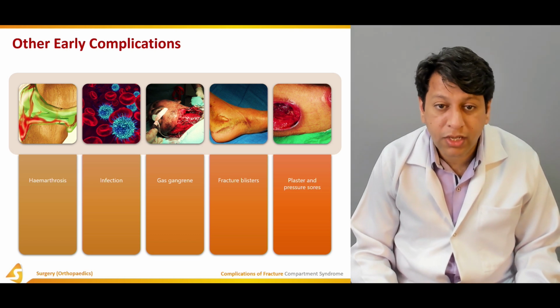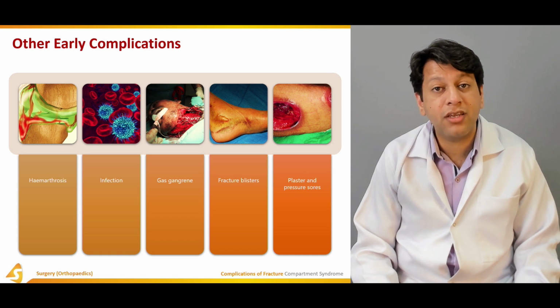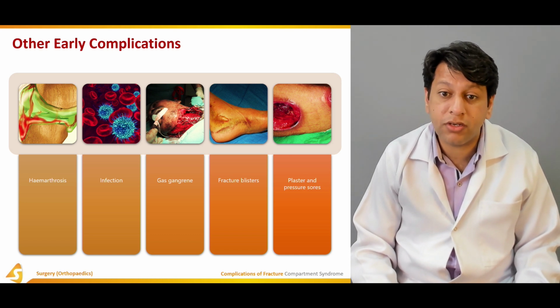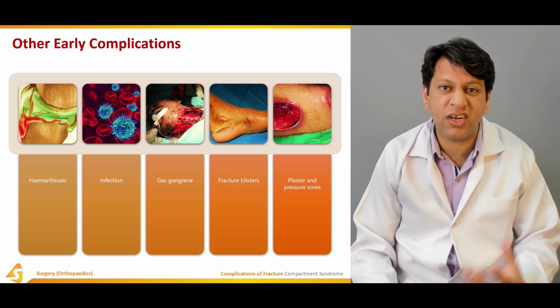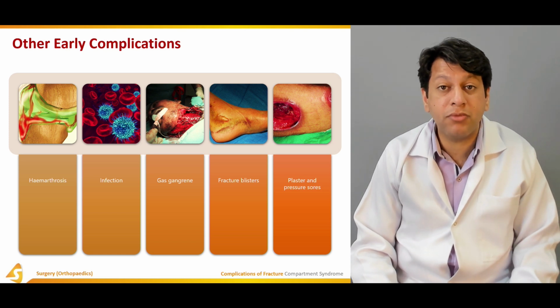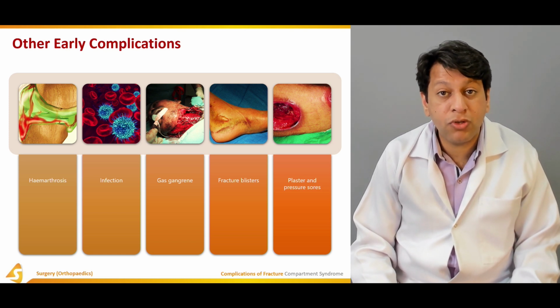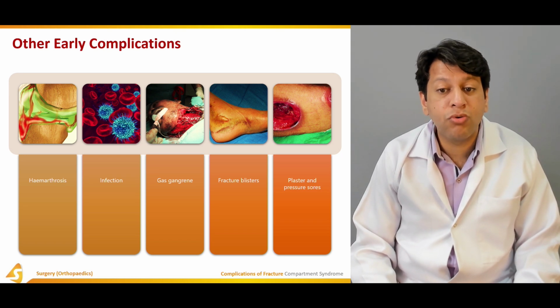but later on it may produce complications. Or infection, if it is an open injury, or gas gangrene, especially if the patient had a farm area injury, where the patient fell where there was a lot of grass and mud, then probably the patient can develop gas gangrene, because there is usually an anaerobic environment present over there. Others include fracture blisters.